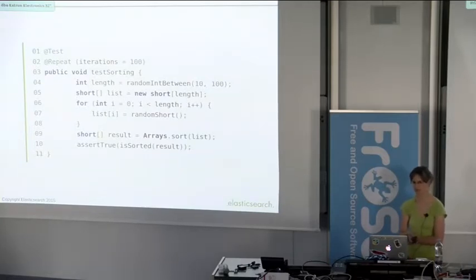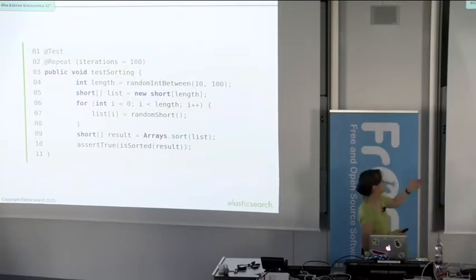So what does it look like? After adding the Carrotsearch randomized testing dependency to your build, what it gives you is an annotation, which we see here below the test annotation. Repeat gives you a hint that this test should be repeated multiple times. In this case, iterations equals 100 means it should be repeated 100 times. And this means it's repeated 100 times, each with a different input data set.